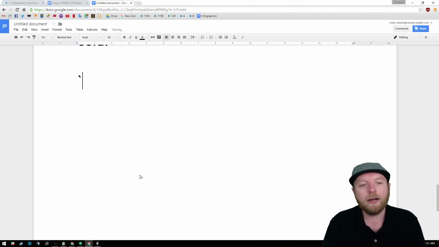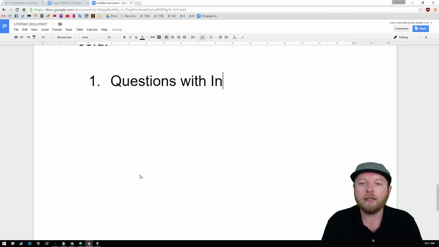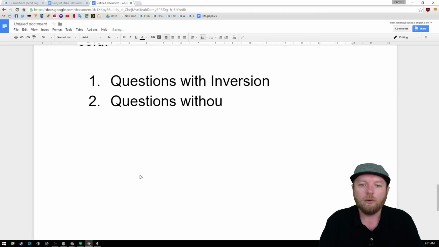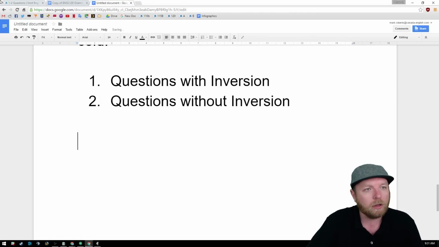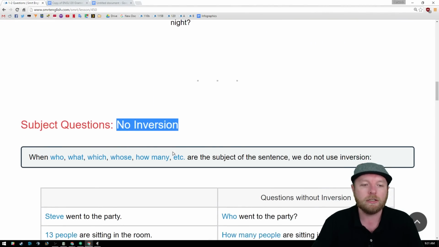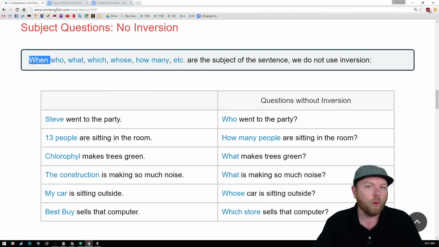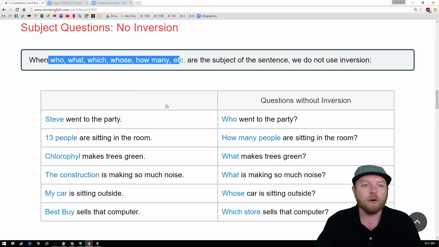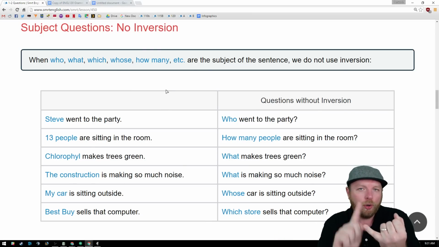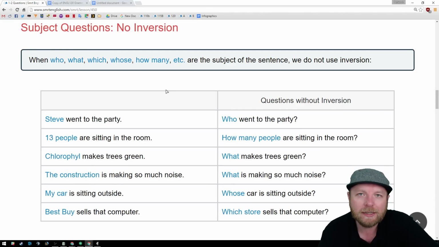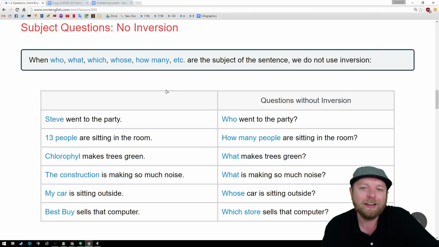Let's move on. We talked about questions with inversion. Now, let's talk about questions without inversion. Here we go. No inversion. Now, this sentence is a little strange because it starts with when, and then it has these words in blue. If who, what, which, whose, how many are the subject of the sentence, we do not use inversion. Okay, relax. I know that nobody understands what that means.